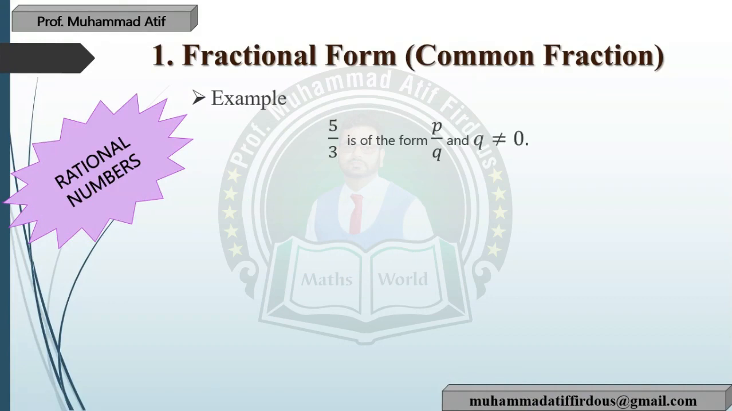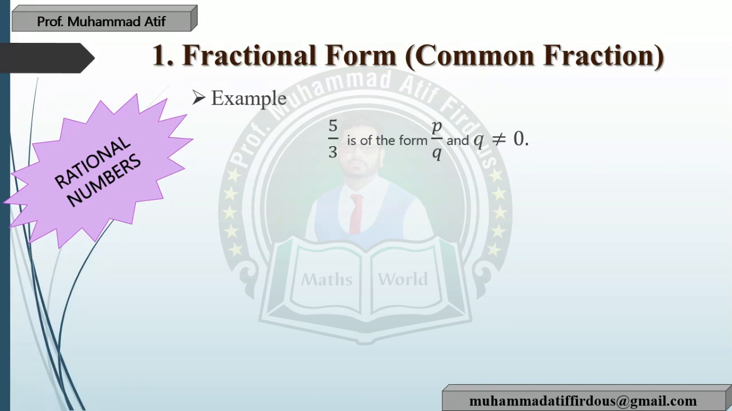For example, 5 over 3. This number can be written in the form of P over Q, first condition. The second condition is that P and Q are relatively prime, yes. The third condition is that Q is not equal to 0. So all three conditions are satisfied. So the given fraction is a rational number.